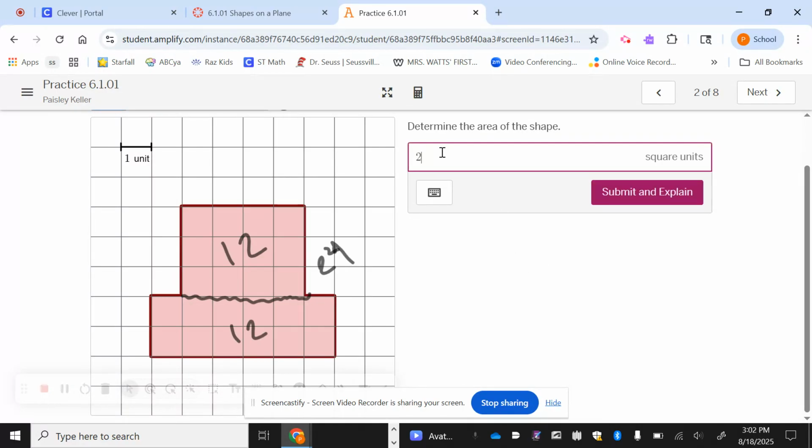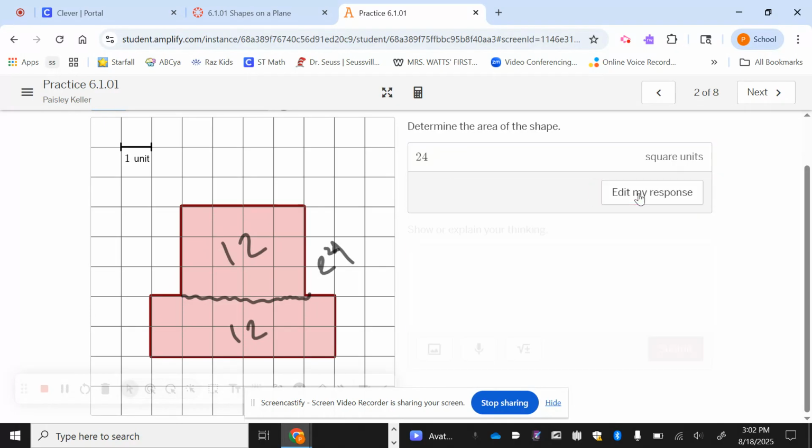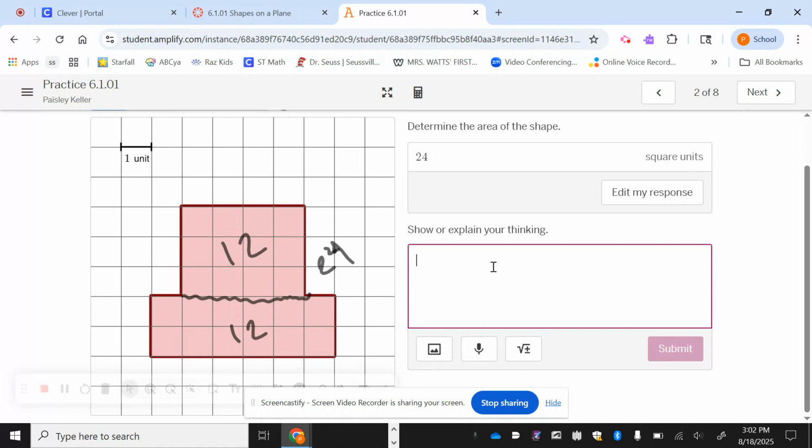Just type in 24. It already says square units. And then I'm going to hit submit and explain. And I did a 4 by 3 rectangle equals 12. And a 6 by 2 rectangle equals 12. And 12 plus 12 equals 24.